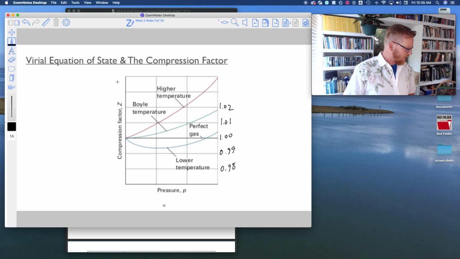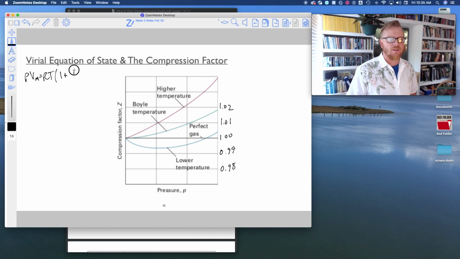So let's go ahead and write the virial equation of state again. PV_m equals RT times 1 plus, and I'm just going to write this in terms of V_m, but we recognize we can do a coordinate transformation and make this a function of P and T if we want. C over V_m squared, etc.